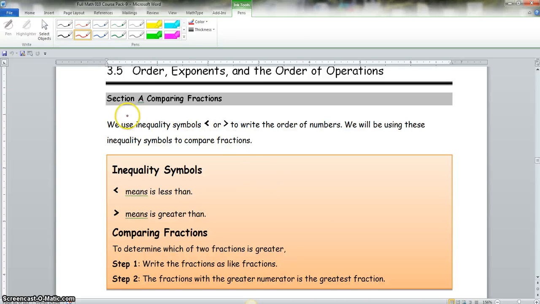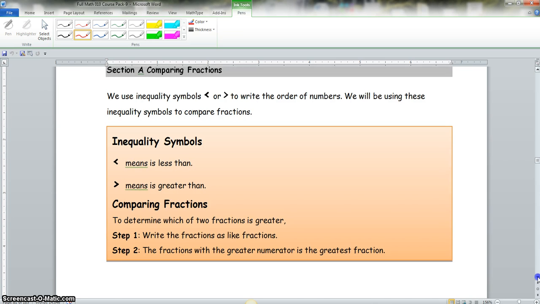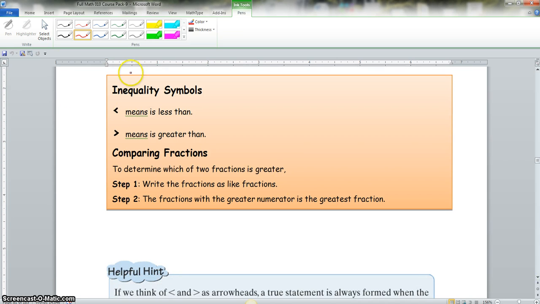Okay, class, we're about to start section 3.5, Order, Exponents, and the Order of Operations. Section A, Comparing Fractions. We use inequality symbols, this is less than or greater than, to write the order of numbers. We'll be using these inequality symbols to compare fractions. Now, we have this definition box here, which says this symbol means is less than, and this symbol means is greater than. Comparing fractions.